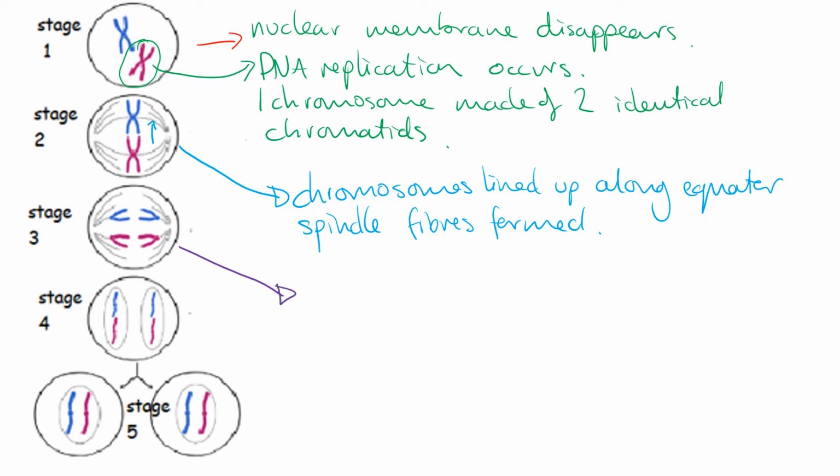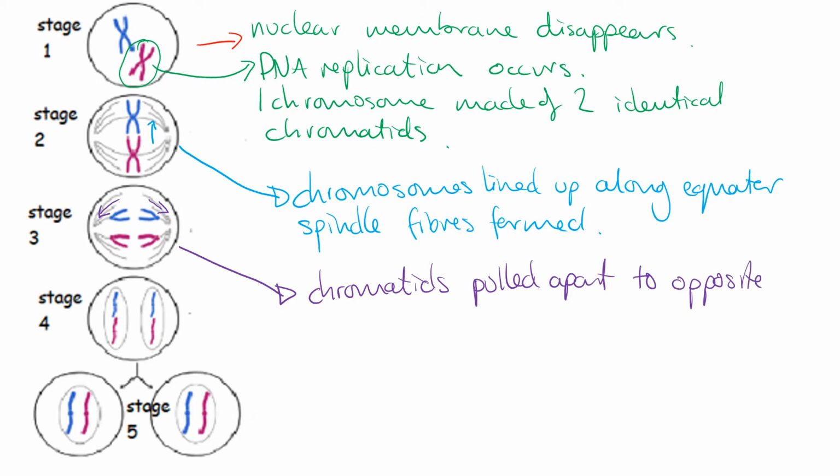Our third picture, have a wee look at this. What's happened here is these spindle fibres on this side have contracted up this way, these spindle fibres have contracted that way, and what's happened is the chromatids have been pulled apart to opposite ends of the cell. Okay, so that's what's happening in that picture. Okay, we'll look at the next one.